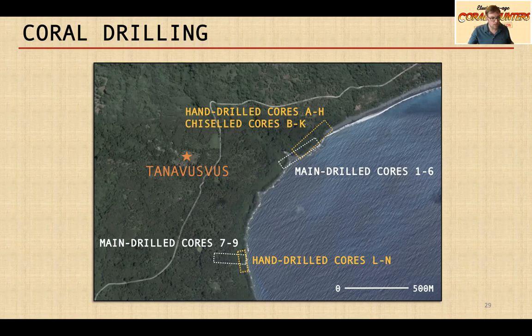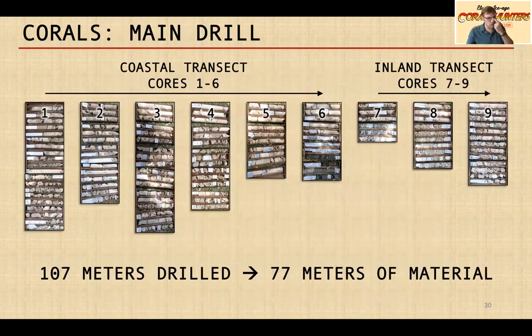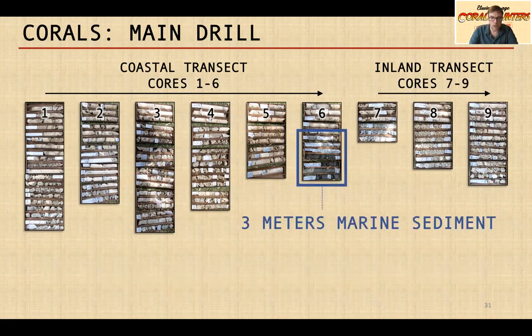So across all 9 main drilled cores, we hit a total depth of about 107 meters and recovered 77 meters of sediment and coral. A couple areas of note. One was a 3-meter section of marine sediment that at first we thought was kind of a bust, but in hindsight, the sediment is rich with forams, and it could probably be someone's master's or PhD sometime down the line.